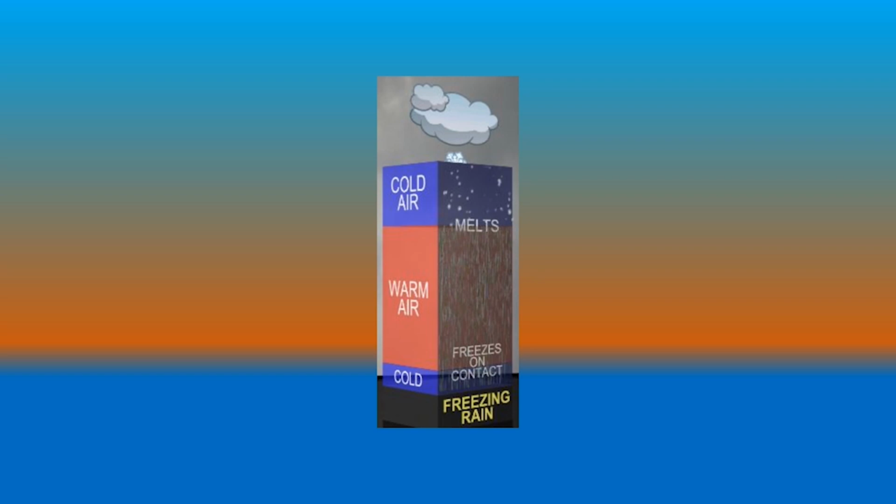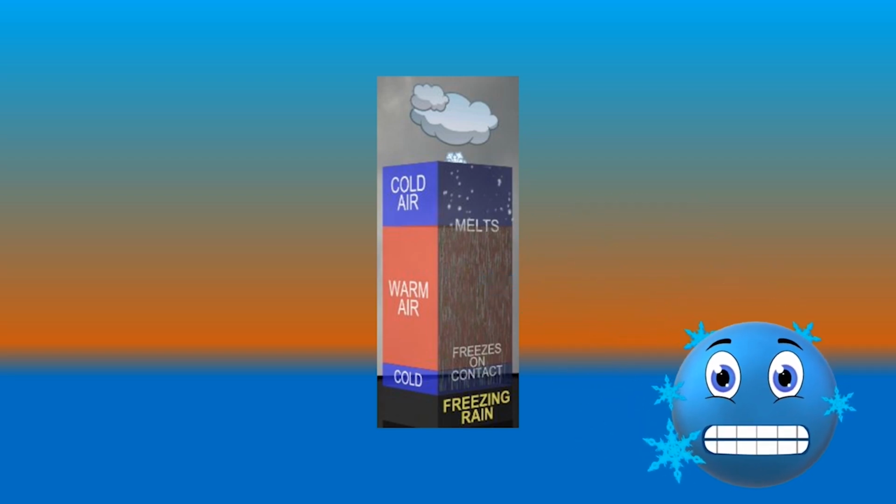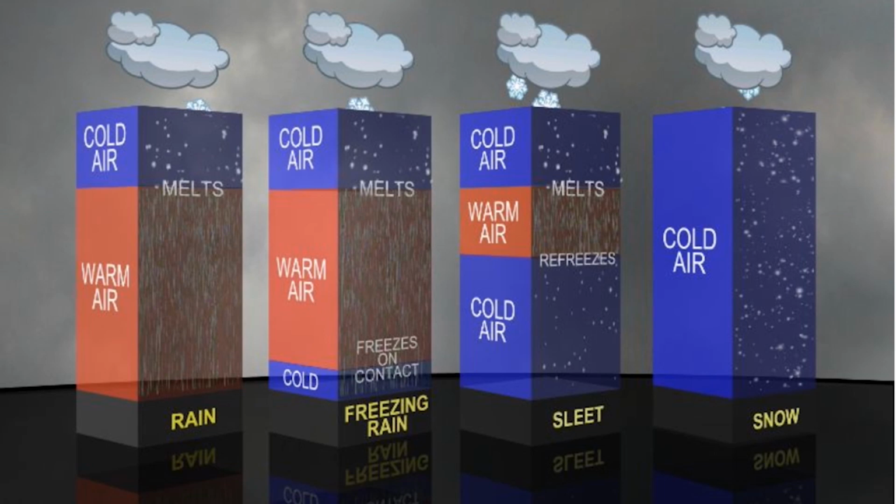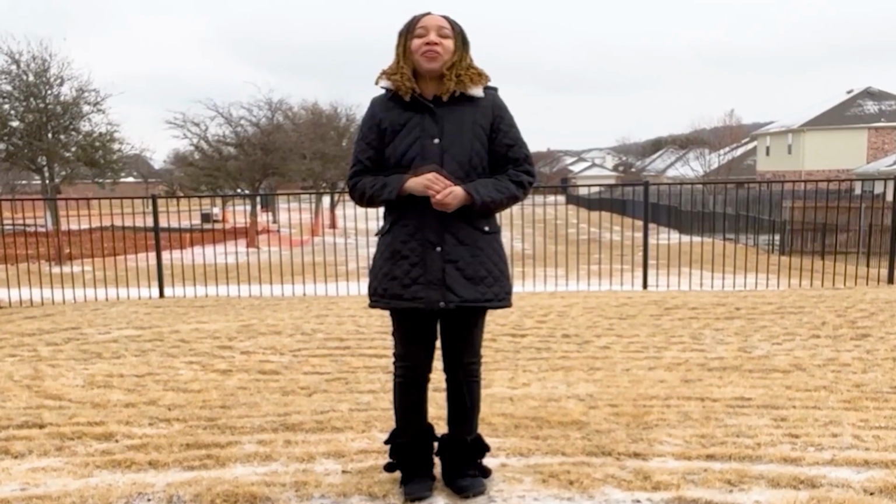The profile for freezing rain is similar to sleet, but there's a big difference. It starts off the same, the top is snow, it hits warmer air, and then it melts. It looks just like a rain profile, except it hits a layer of cold air right at the surface. So when it hits something, the ground or another object, it freezes right on contact. And here is an example of all four profiles put together so that you can see how they're similar and how they're different.